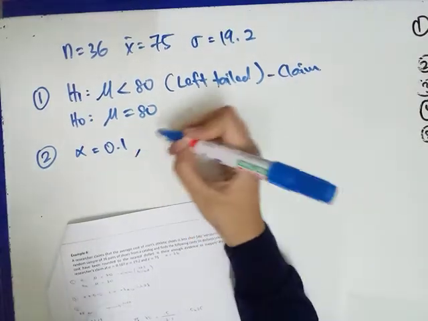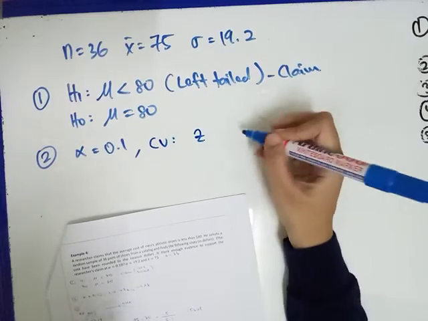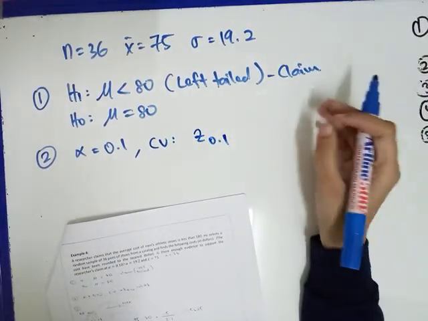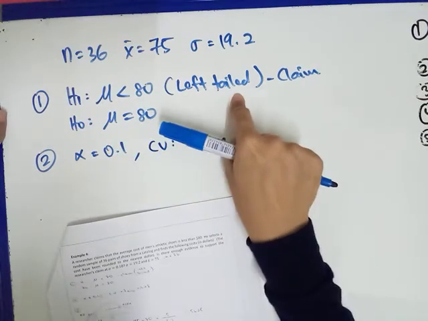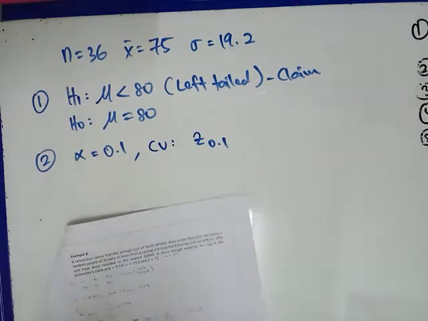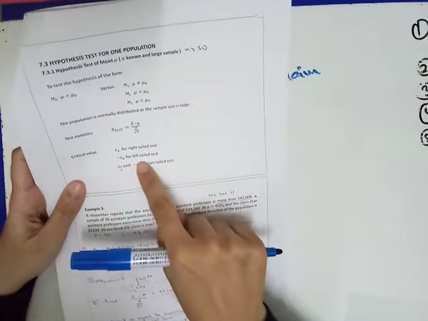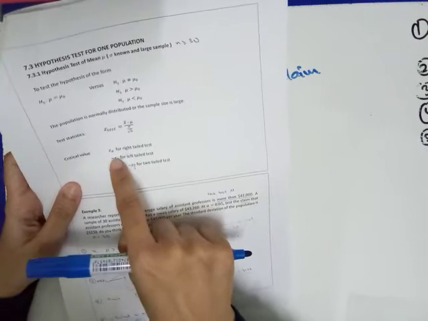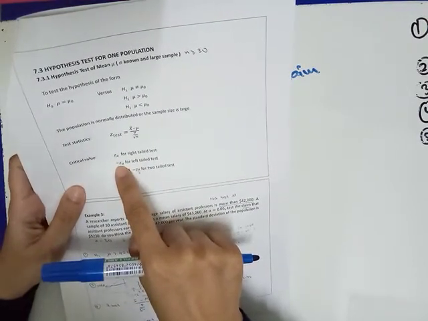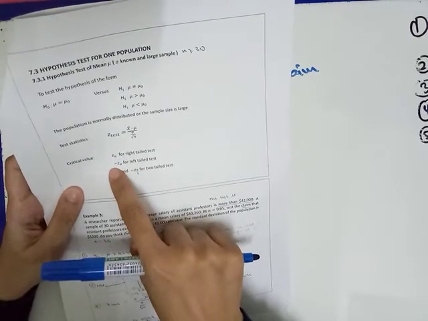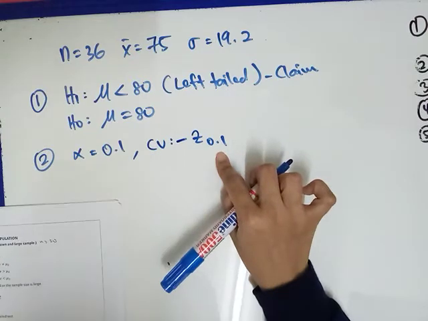Okay, so the critical value for Z alpha 0.1. Okay, careful. We need to test the left tail of the area. So looking at the critical value, check your notes, when we need to test the left tail of the area, we need to put the negative of the critical value. Okay, left tail we need to put the negative of the critical value. So we need to put the negative Z alpha.